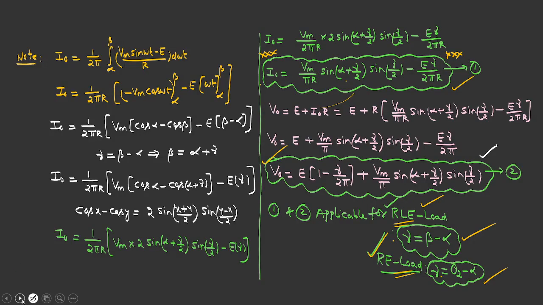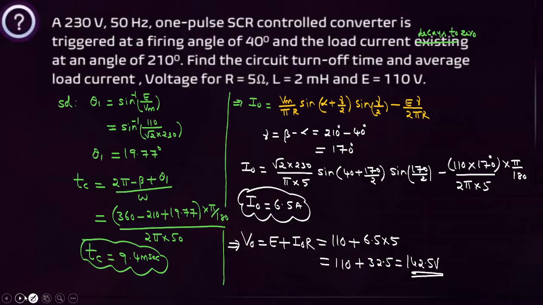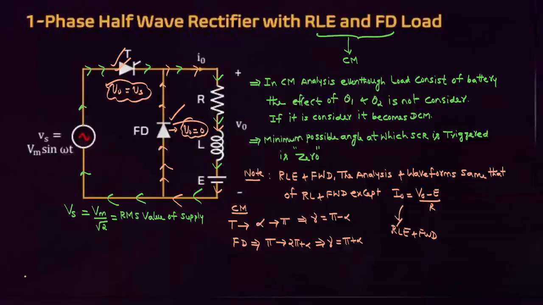This is about the single phase half wave controlled rectifier using RLE load. Try to practice these questions, five star. Minimum, try to practice the analysis formulas and practice the questions. That is your final preparation for power electronics. Yes, this is theta 1, the minimum angle at which the SCR is triggered. Then calculate the circuit turn off time, the average output current, and the average output voltage.